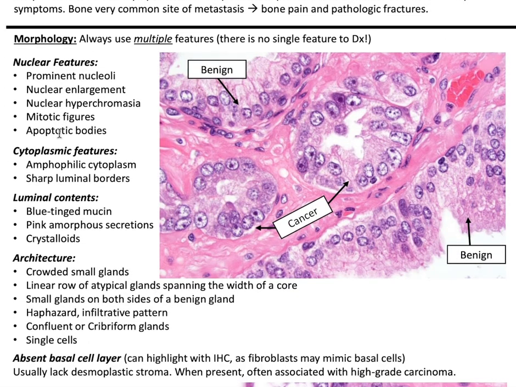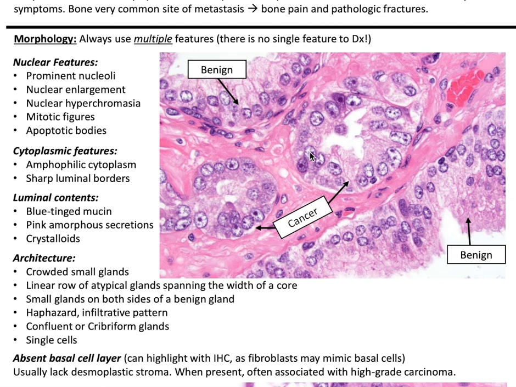Morphology: you want to use every feature available. From low power, you want to look at architecture. Are there crowded small glands? Is there a linear row of atypical glands spanning the width of the core? Small glands on both sides of a benign gland? A haphazard infiltrative pattern where they don't respect their boundaries? Are there confluent or cribriform glands and single cells?